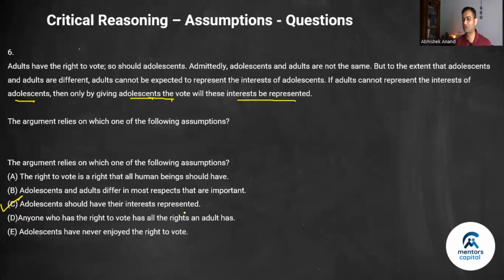If I were to read it like this, if this was the first line: adolescents should have their interests represented. Adults are different from adolescents. They can't represent the interests of adolescents. Therefore, adolescents should be given the right to vote. It would make sense. But if adolescents should not have the rights represented, then that falls flat. So the basic assumption here is that adolescents should have their interests represented.